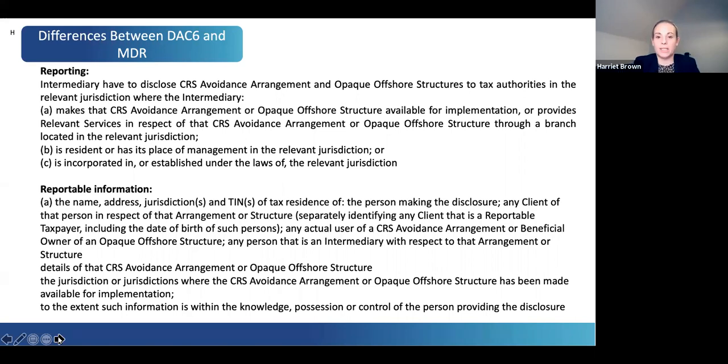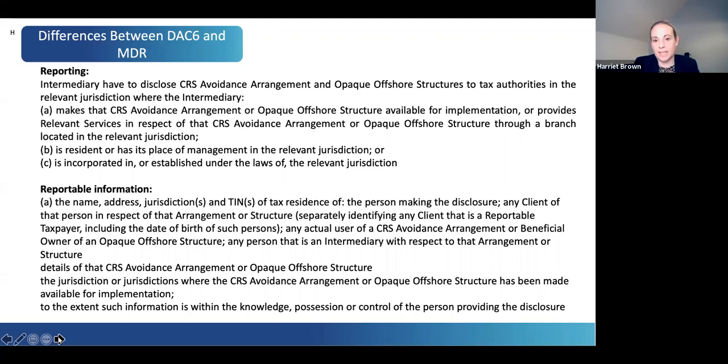The reportable information, this is the basic information that we were talking about. The first bit of it, I agree, is quite basic. So the name, address, jurisdiction, and TIN of tax residence of the person making the disclosure, any client of that person in respect of the arrangement or structure, any user of the CRS avoidance arrangement or beneficial owner of the OOS, and any other person that's an intermediary. So you're not giving a lot of information there. Where this reporting becomes more difficult is deciding to what level of detail you give of the CAA or the OOS.